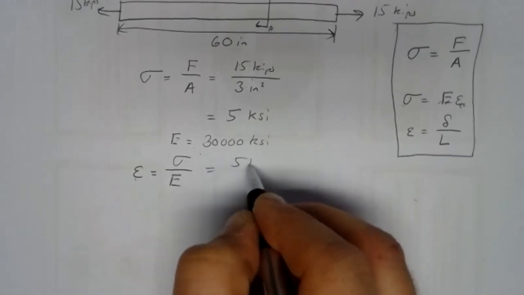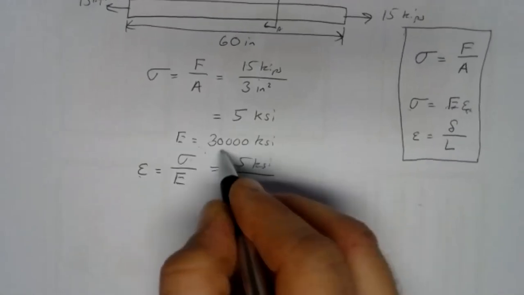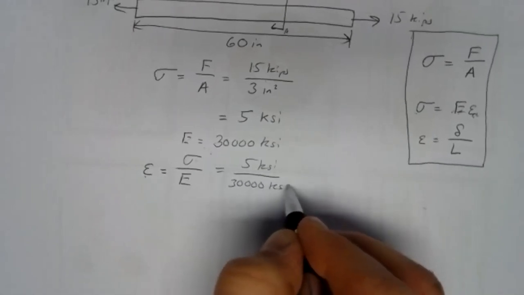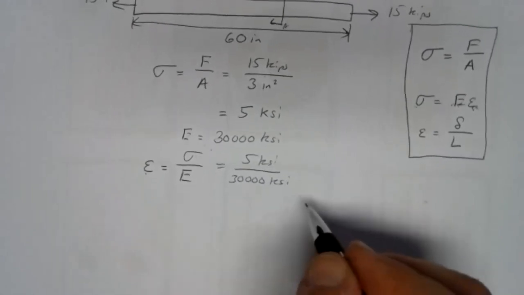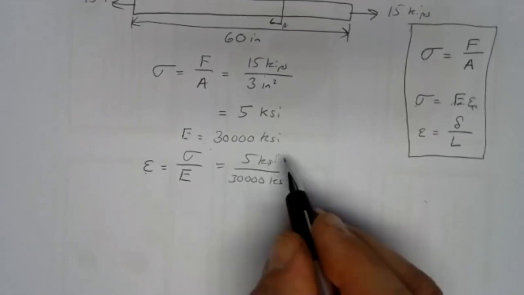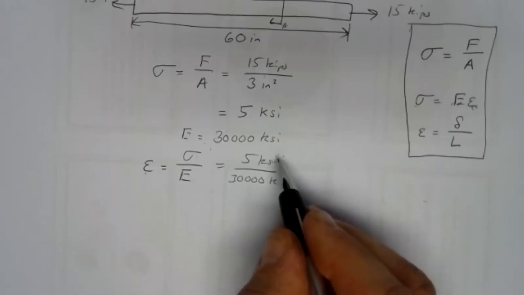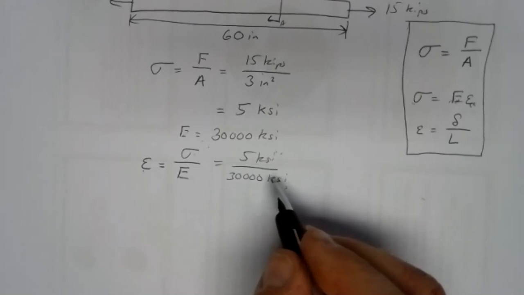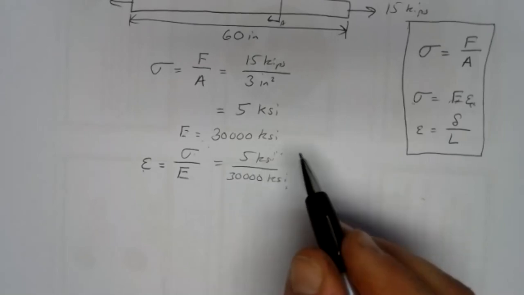So we've got a stress of 5 KSI, and we've got a Young's modulus of 30,000 KSI. Very important to note the units here. The units have got to be the same in the top and the bottom. If they are different, then the math isn't going to be right. It's not going to work out. You're going to be usually a factor of 1,000 off one way or another.